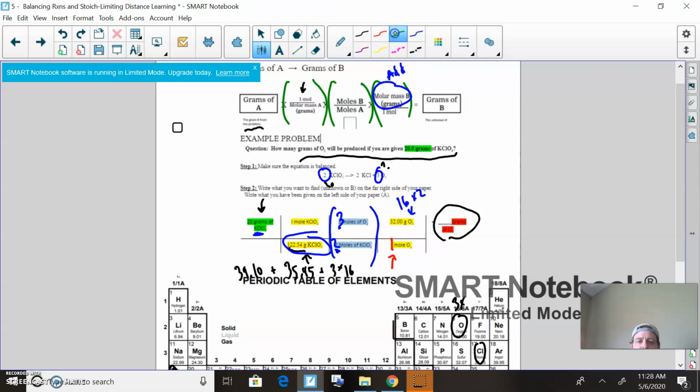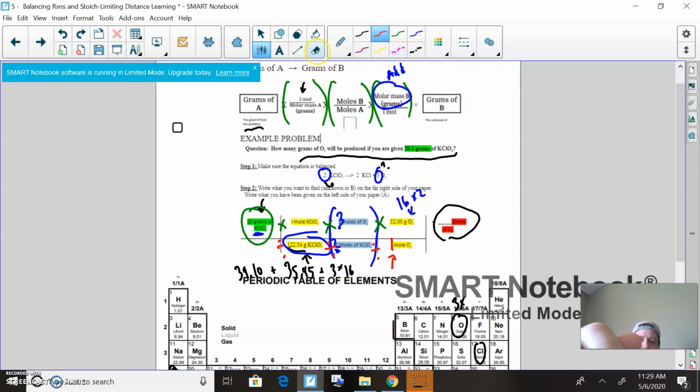Now the tricky part becomes how do I input this into my calculator? The easy way to do it is take this number, multiply it by everything across the top, and then divide by everything on the bottom. So 20 times 1 times 3 times 32 divided by 122.54 divided by 2, and then you'll get your answer. So multiply across the top and then divide by everything on the bottom.